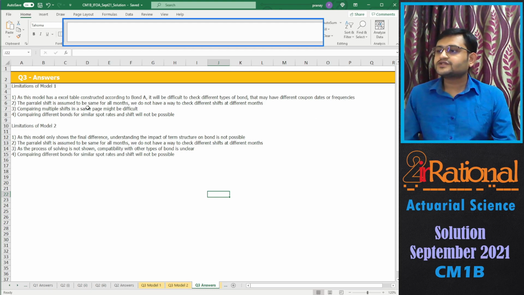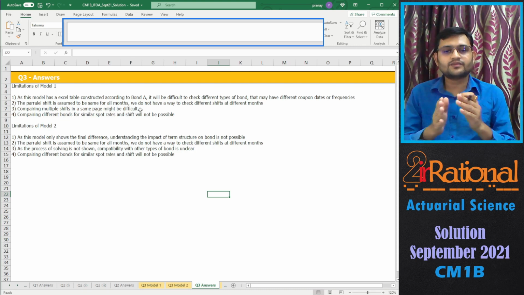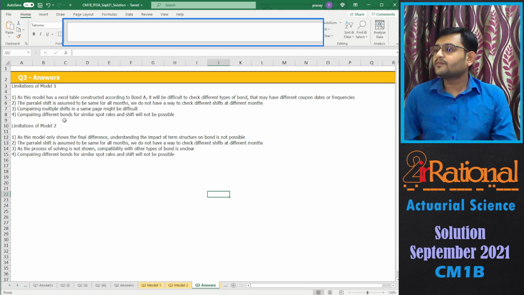The parallel shift is assumed to be the same for all months. We do not have a way to check different shifts at different months. Comparing multiple shifts on the same page might be difficult because we have a lengthy table. So comparing multiple shifts together might be difficult for us. Comparing different bonds for similar spot rates and shift will not be possible, because we cannot change the bond, so we cannot see the effect on different kinds of bonds.